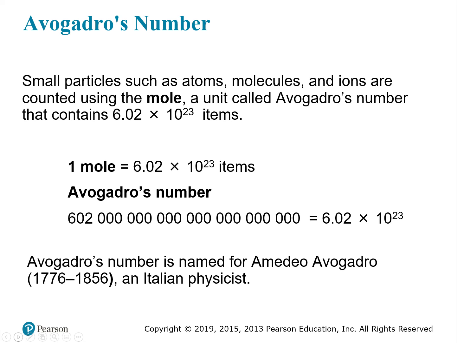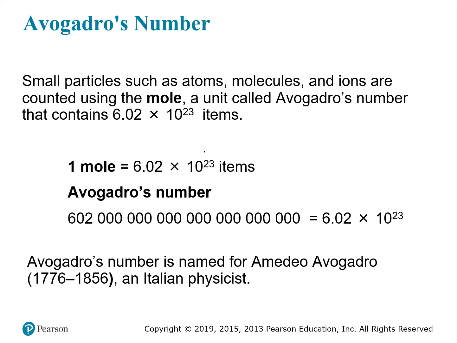The mole is what we use to count particles like atoms and molecules. It's related to a unit called Avogadro's number, which is named after an Italian physicist who did work and determined that there are 6.02 times 10 to the 23rd carbon atoms in 12.01 grams of carbon. Okay, so that's why it's his number.